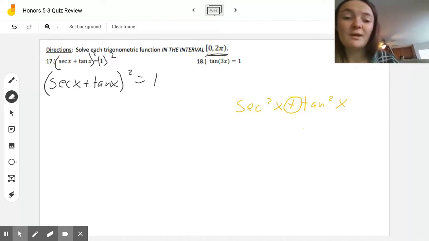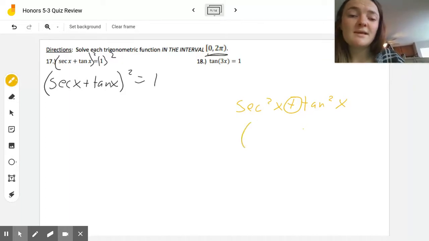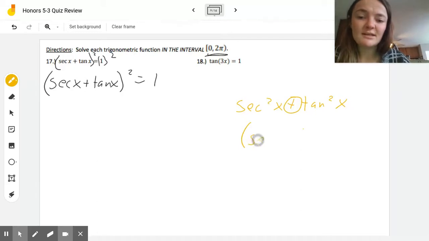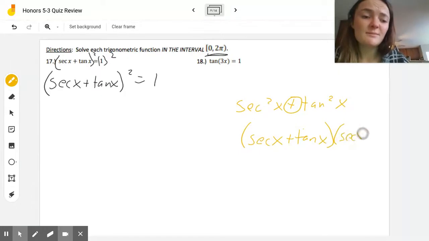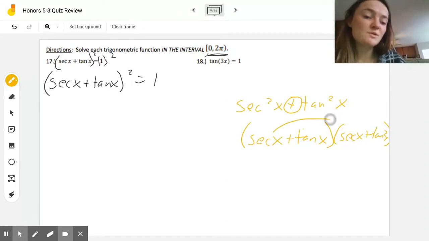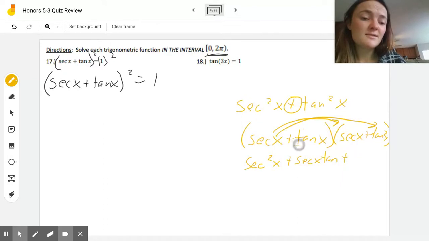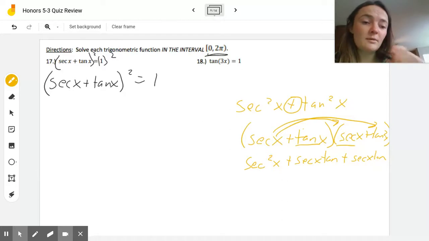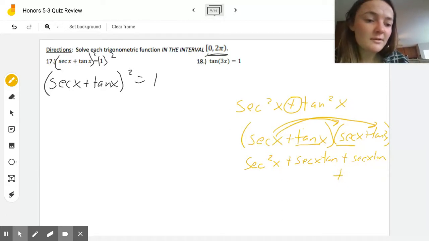So what I really could do, if I never want to mess this up, is anytime I see a quantity squared, I could just say secant x plus tangent x times secant x plus tangent x. And it becomes way more clear here that that's not going to be tangent squared x plus secant squared x, because I need to use distribution of binomials. I'm going to use the FOIL method. This is going to be secant squared x plus secant x tangent x plus secant x tangent x plus tangent squared x.